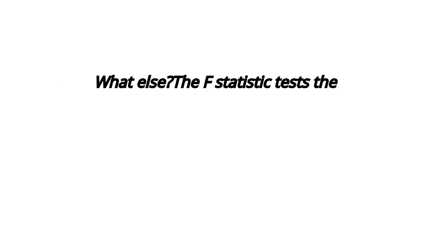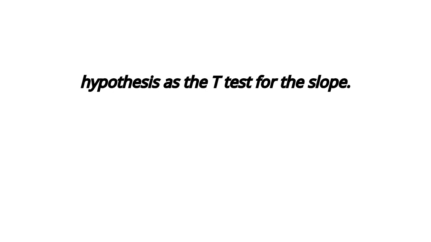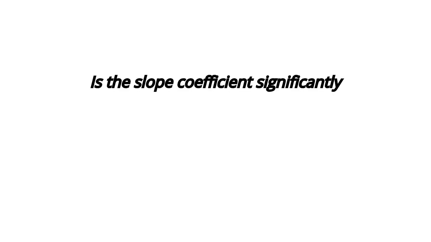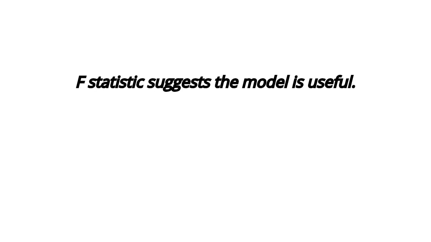What else? The F statistic tests the overall significance of the regression model. In simple linear regression with just one x, it essentially tests the same hypothesis as the t-test for the slope. Is the slope coefficient significantly different from 0? A low p-value for the F statistic suggests the model is useful.